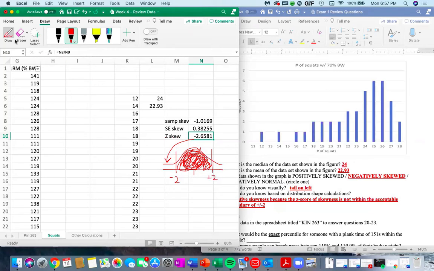Okay. So hopefully that makes sense. I feel like this is the part that people usually get messed up on, or they'll just look at the sample skewness and forget to divide it by standard error. So remember, when you're evaluating the shape of a distribution, you have to look at the z-score of skewness or kurtosis, based on the question I'm asking, because usually I'll be a little bit more specific.